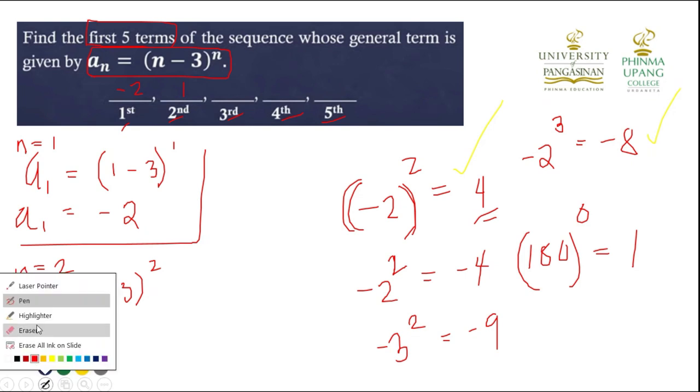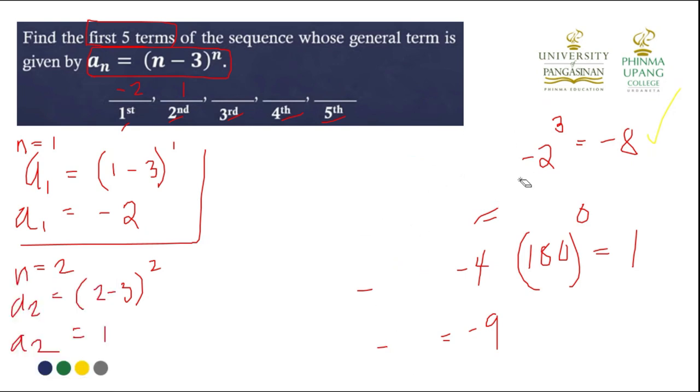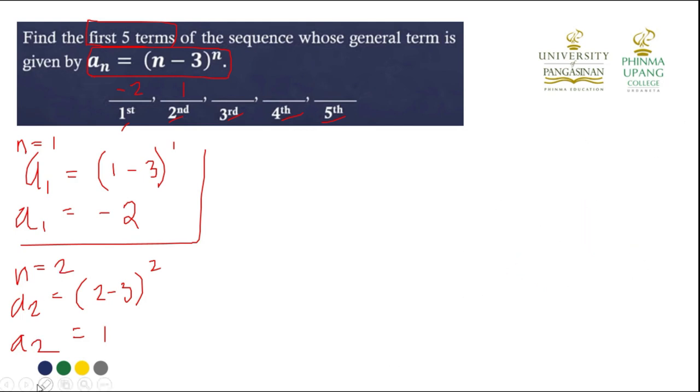Okay, alright. Let's move on to number 3. Can you solve number 3 now? Go. What is a sub 3, guys? 0. Very good. How about a sub 4? 1. How about a sub 5? 32 po. Very good. It's 32.